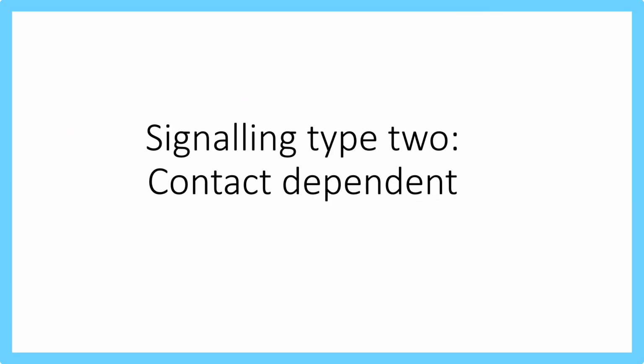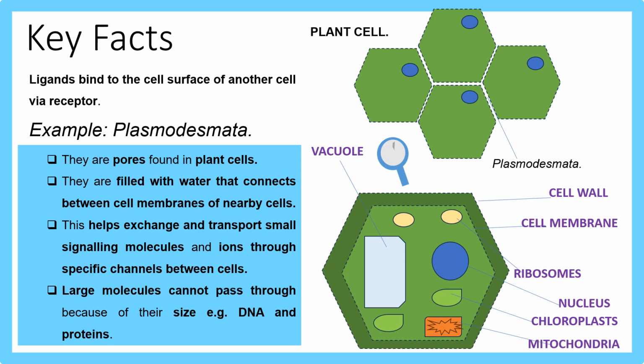So let's progress on to contact dependence. So contact-dependent signaling involves ligands that bind to the cell surface of another cell via the receptor. And a key example of this would be the plasmodesmata. So the plasmodesmata are pores found within plant cells, and they're filled with water, and what they do is help connect the cell membranes of nearby cells.